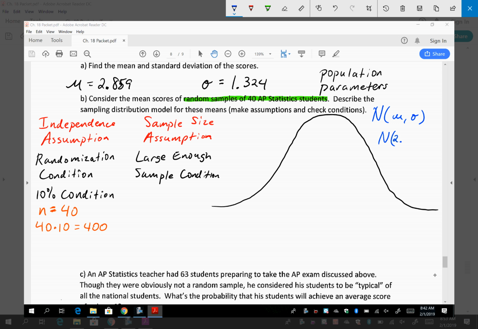Do you guys remember the formula to find the new sigma? It's sigma over the square root of n, the sample size. So in your calculator, which everyone should have one, I want you to do the fraction, 1.324, that's the population standard deviation, divided by the square root of 40. And it looks like, if you guys can confirm, 0.209. Did other people get that? Excellent.